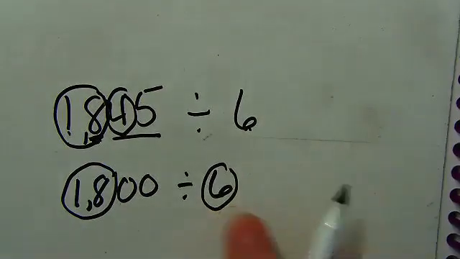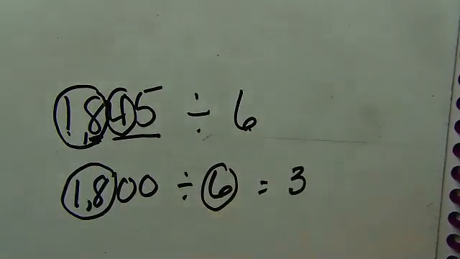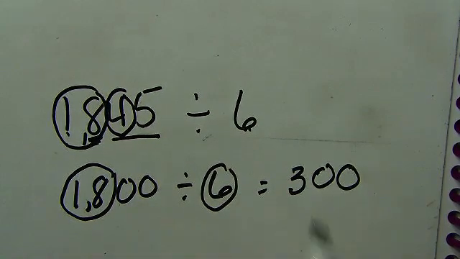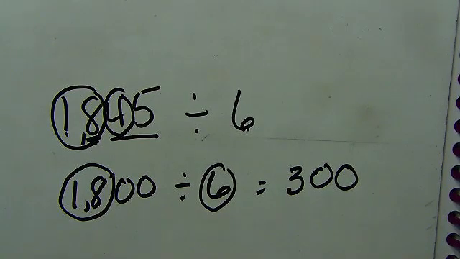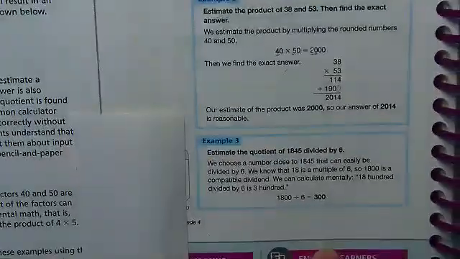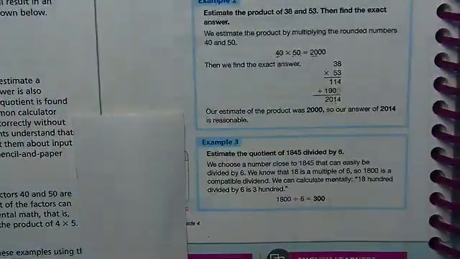6 times what is 18? That's 3, right? 6 times 3 is 18. And I still have my 2 zeros there, so I have to put them back in my answer. So I know that the answer to this problem is 300. That's where they got this answer. So that's a way of estimating when we're doing our problems.